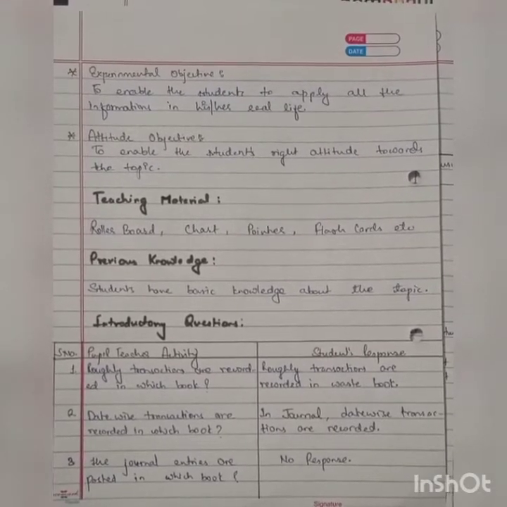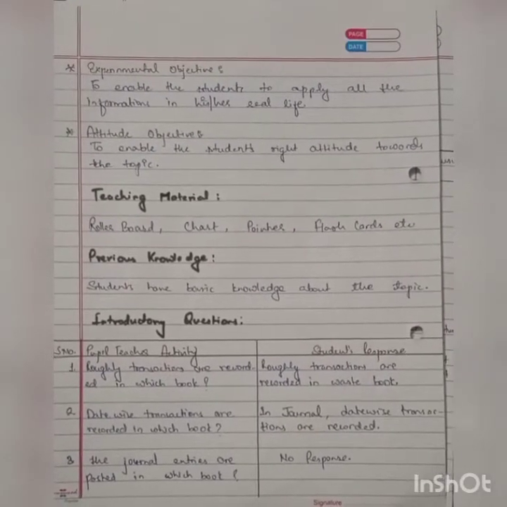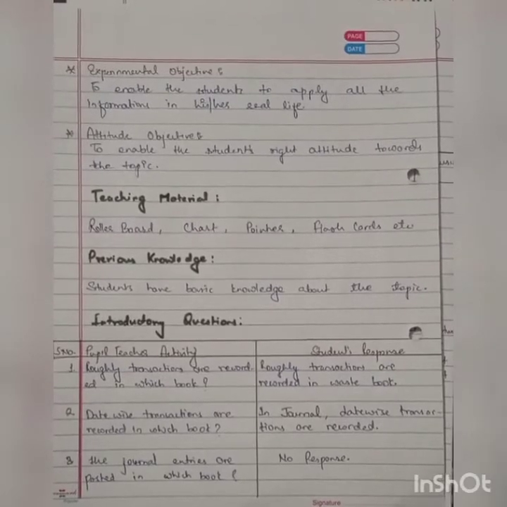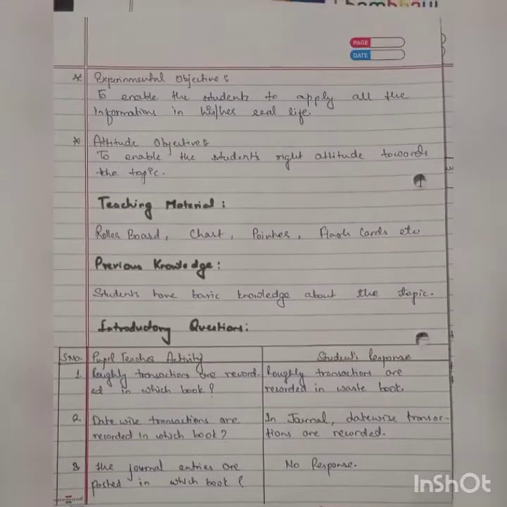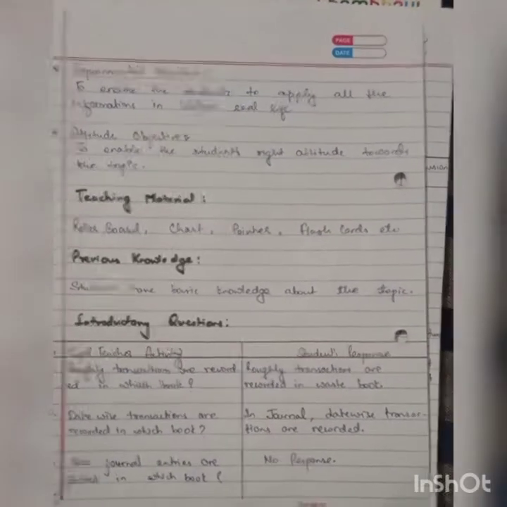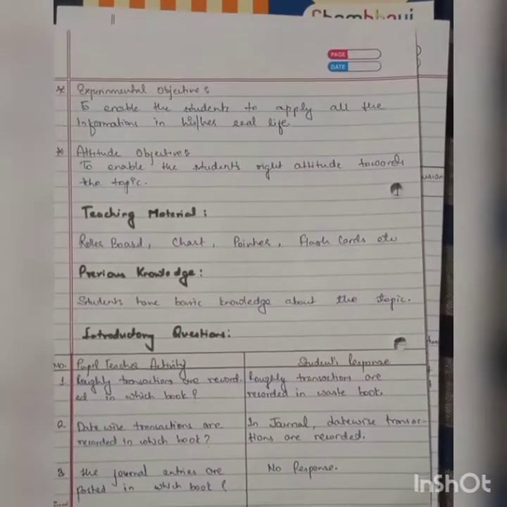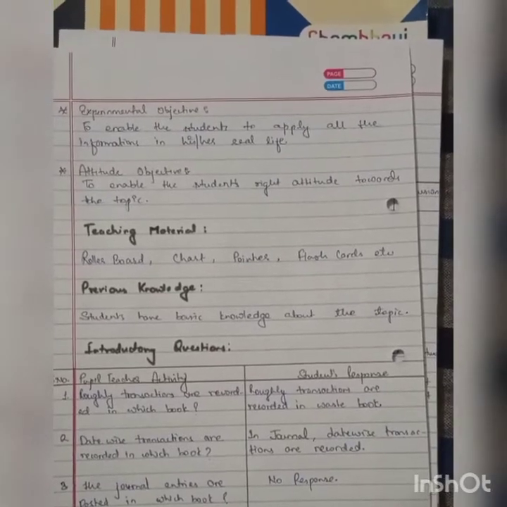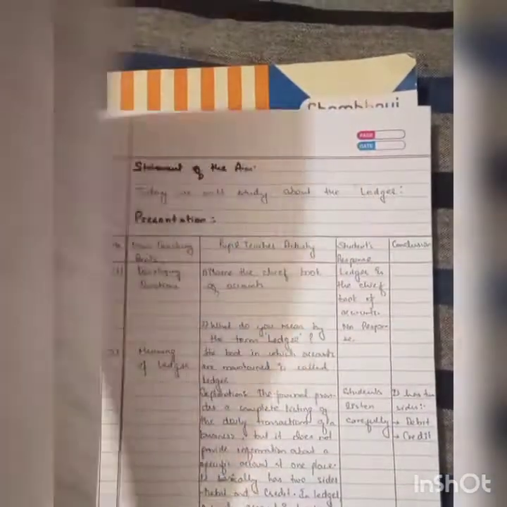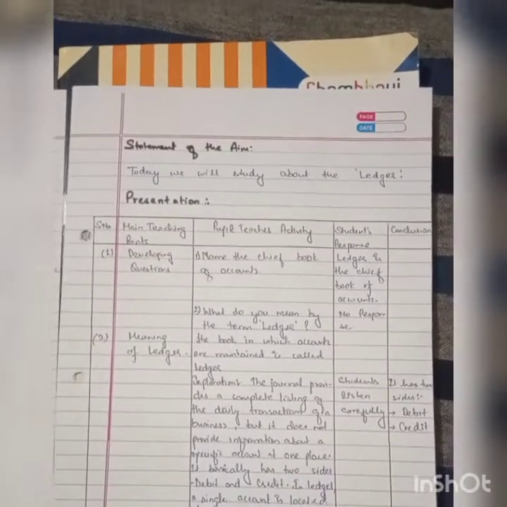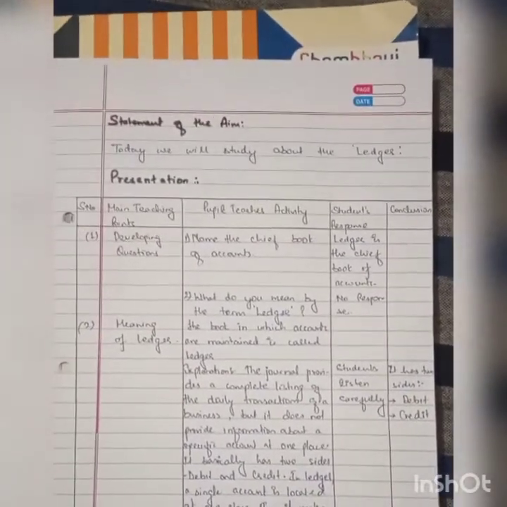Then after, the problematic question is there, like, the journal entries are posted in which book? There is no response by the student, so this question is called a problematic question. Okay, now we have to present our topic. The topic is ledger.